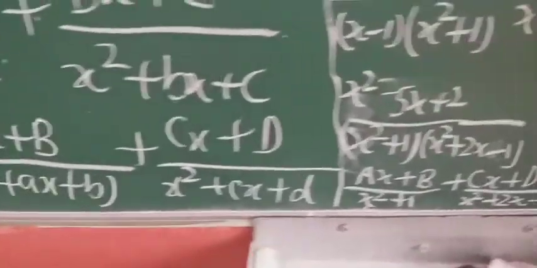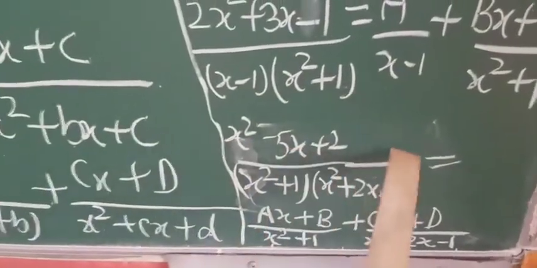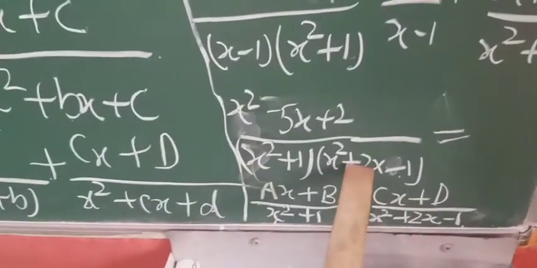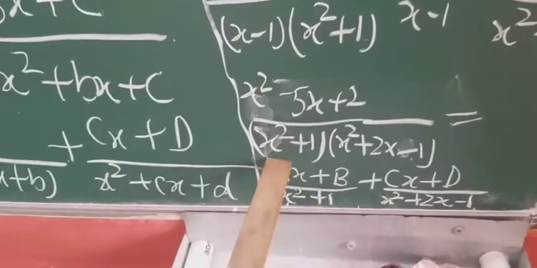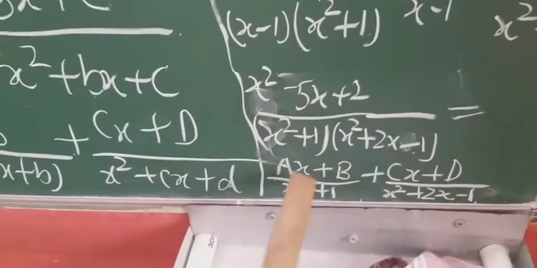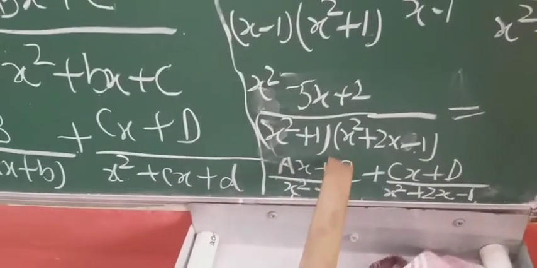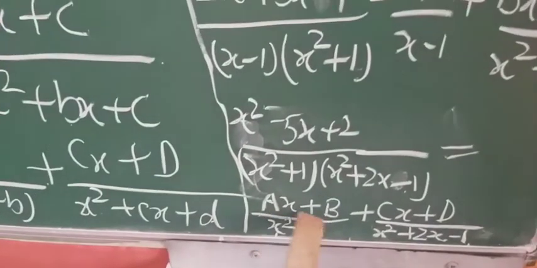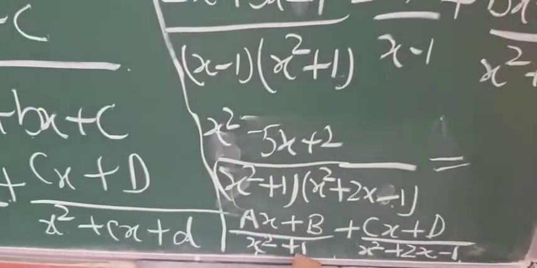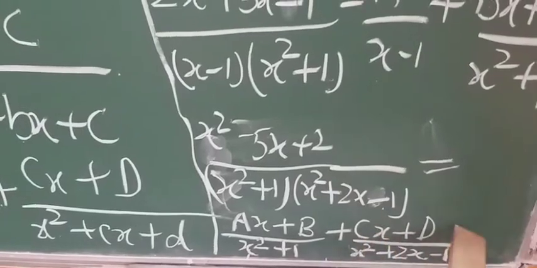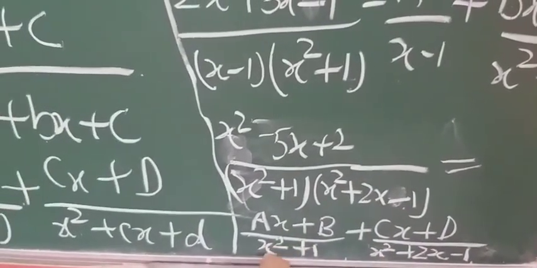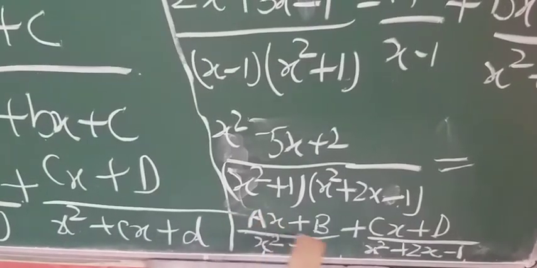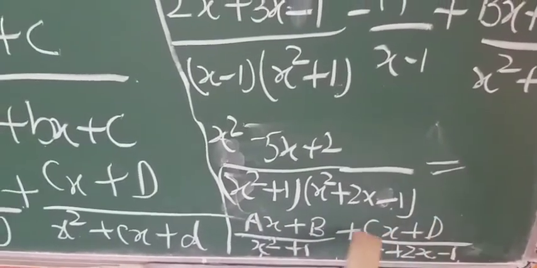Okay, let us take one example. x square minus 5x plus 2 upon x square plus 1 and x square plus 2x minus 1. So it cannot be factorized. Its degree is 2, student. Then for the partial fraction we will take ax plus b upon x square plus 1 plus cx plus d upon x square plus 2x minus 1. Because their degree is 2, in the numerator we will take 1 less than the degree of the denominator.